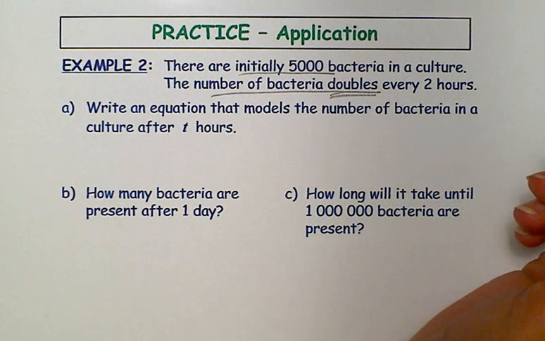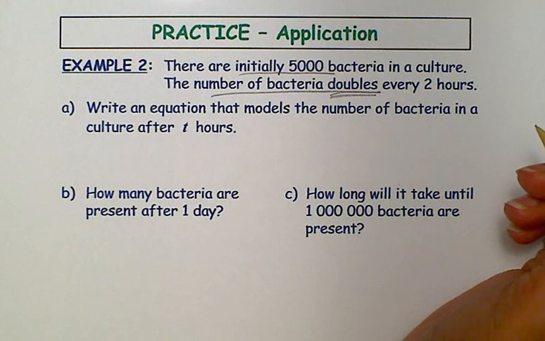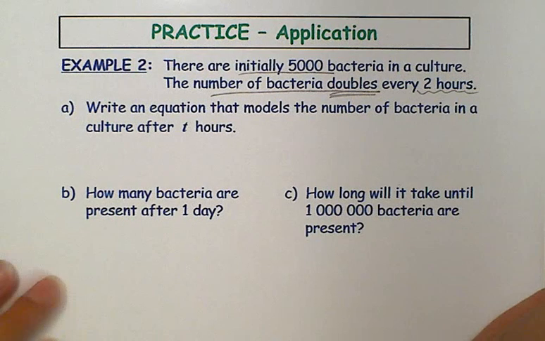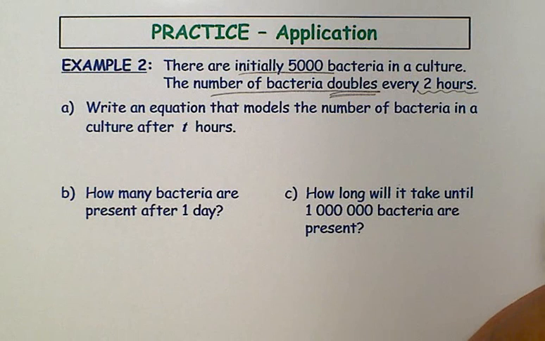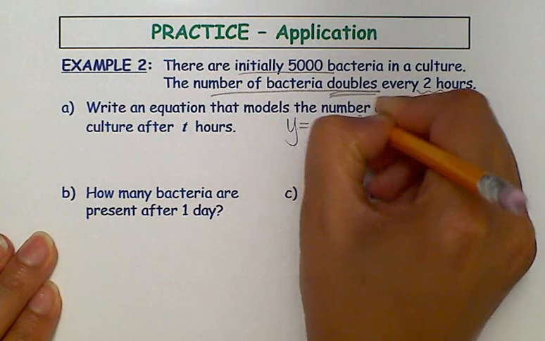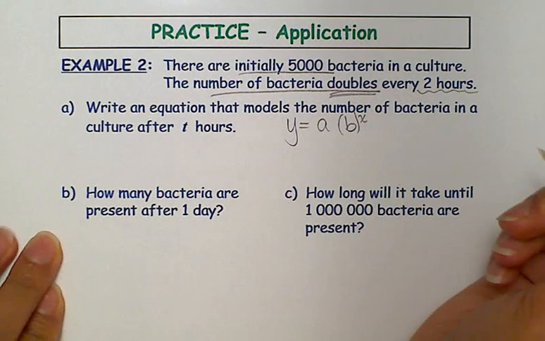Doubling means that the quantity is going to increase. And so that tells me I'm going to have a growth ratio of 2. It's doubling each time. And it tells you how often it happens, every 2 hours. So this will help you with the exponent part. So it says write an equation that models the number of bacteria in a culture after t hours. So start with y equals a times b to the exponent x, since we know what each of these represent.